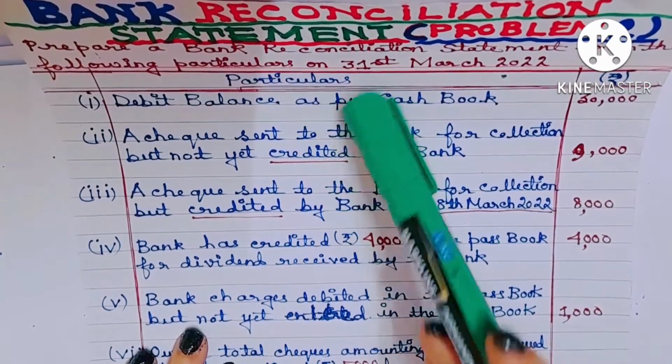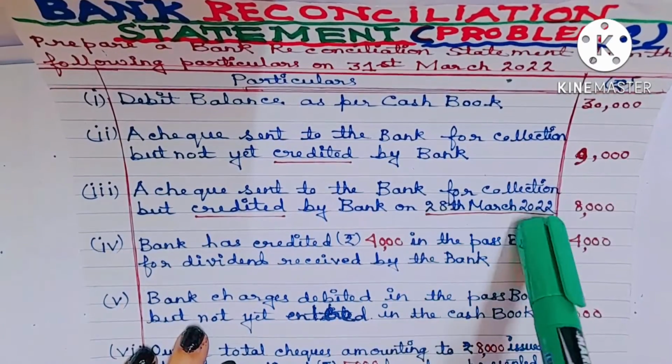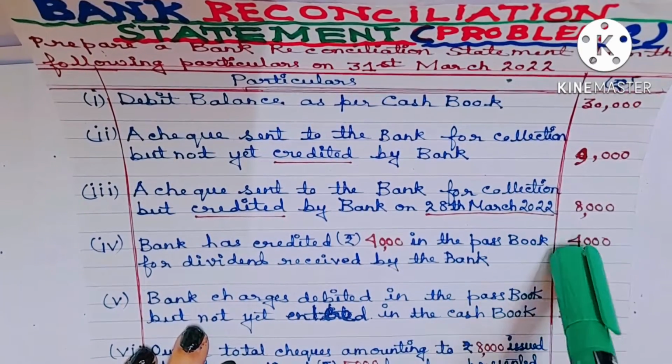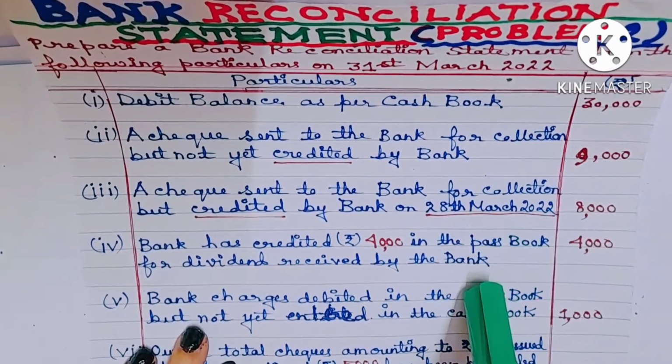Suppose, let's change the date, 30th June 2022. It won't appear in the bank reconciliation statement. We don't have to deduct or add 8,000 in the bank reconciliation statement.